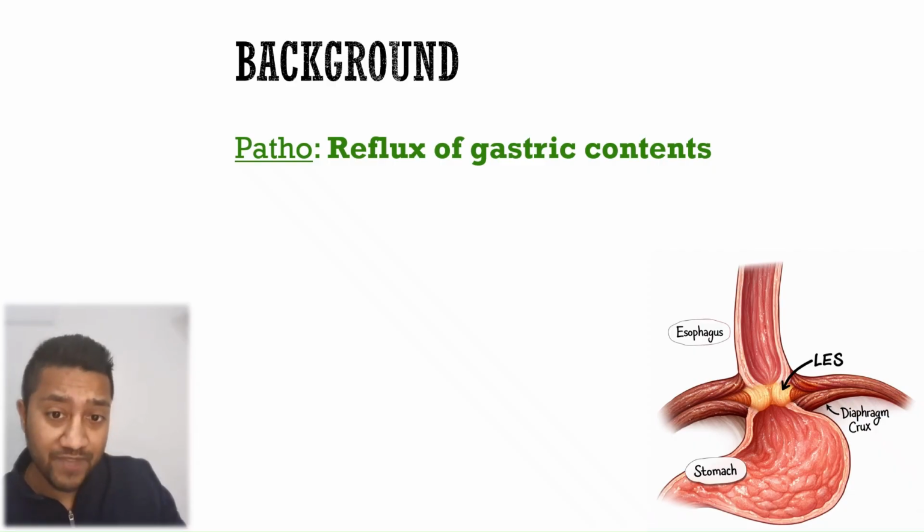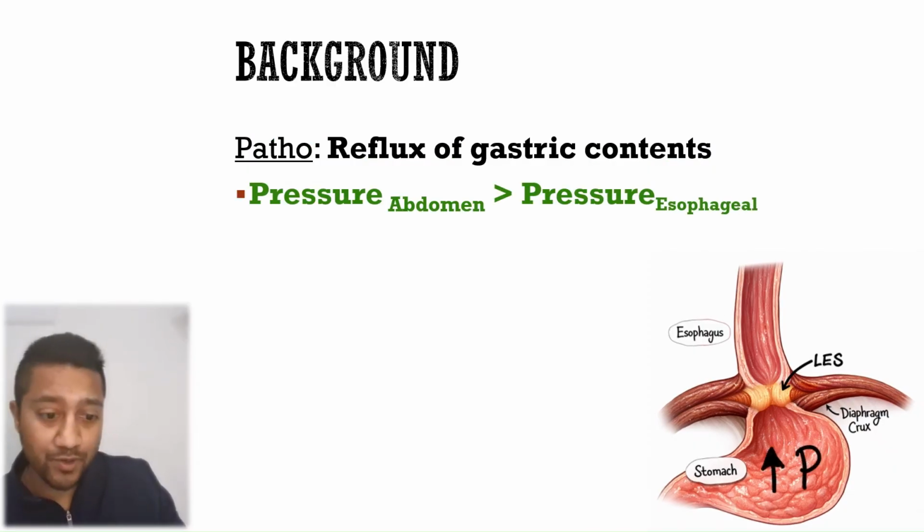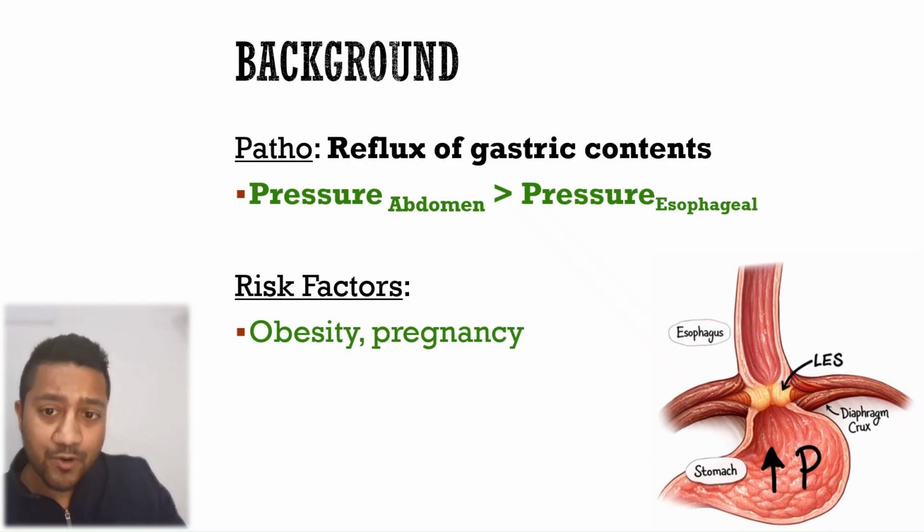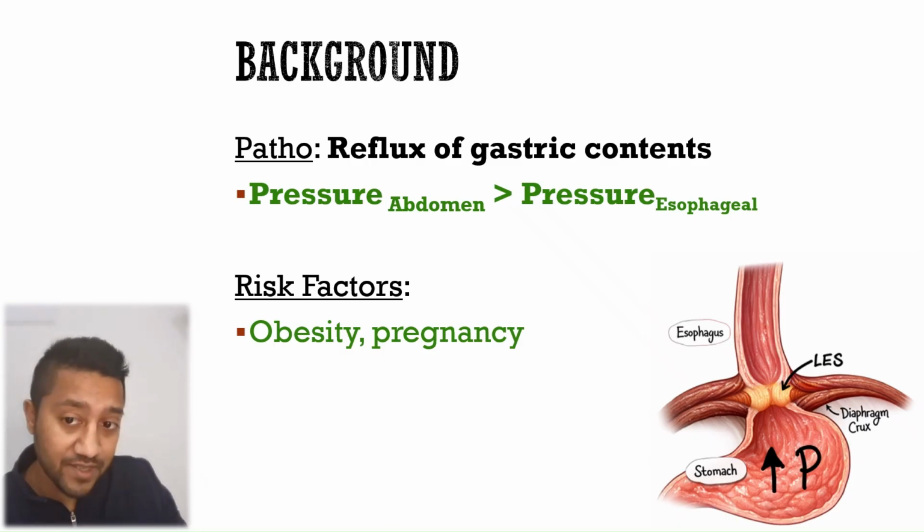However, when the pressures of the abdomen start to exceed the pressures of the esophagus, then that's when you start to develop GERD, as well as all the symptoms that go along with it. There are a lot of different factors that can affect this pressure differential between the esophagus and the abdomen, but obesity and pregnancy are definitely some of the most important risk factors since that increased size of the abdomen will eventually cause the pressures in the abdomen to exceed the pressures of the esophagus.